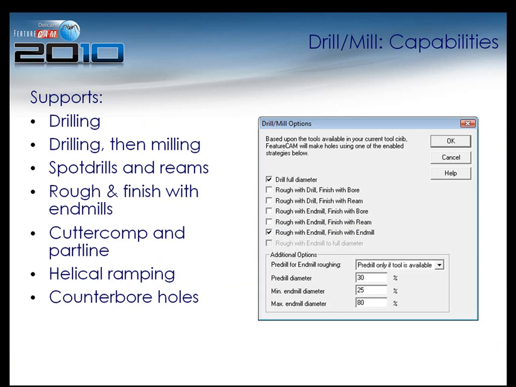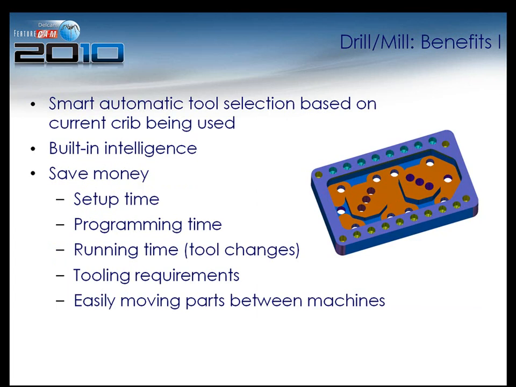So looking at the capabilities, drill mill supports drilling, and then we have drilling and milling. We can also use spot drills and reams. We can rough and finish with end mills. We have cutter compensation and part line programming, helical ramping, and also counterbore operations. So what are the benefits? Well, the first one is we have smart automatic tool selection based on the current crib being used. So FeatureCAM is intelligently looking at that crib and choosing the tools that are available from that crib only. There is built-in intelligence in that FeatureCAM will only machine drilling operations where it has a drill that fits, and it will swap between the finishing and roughing operations if it has to select an end mill.